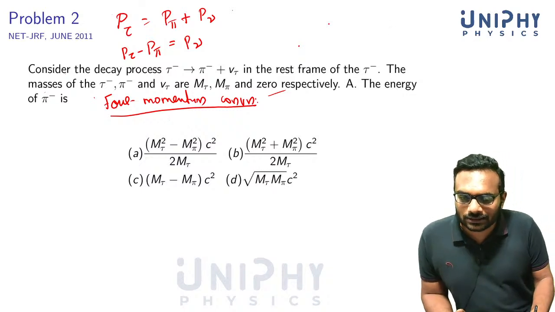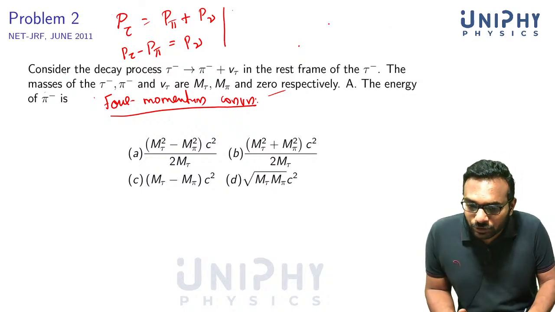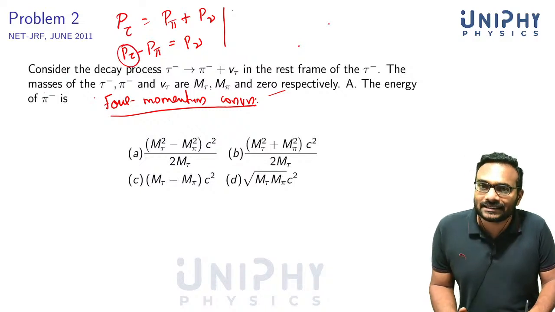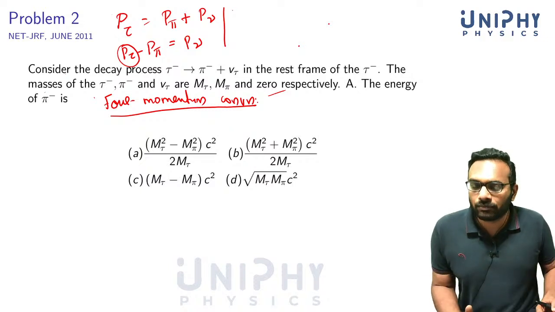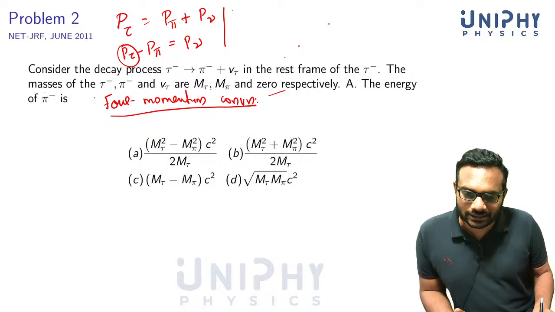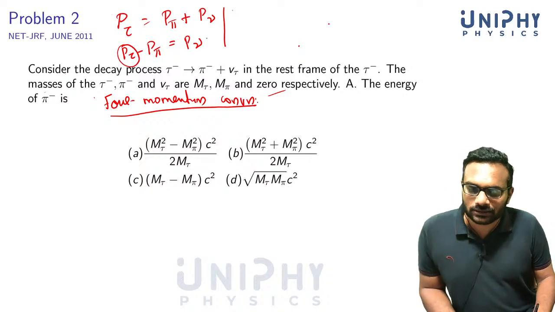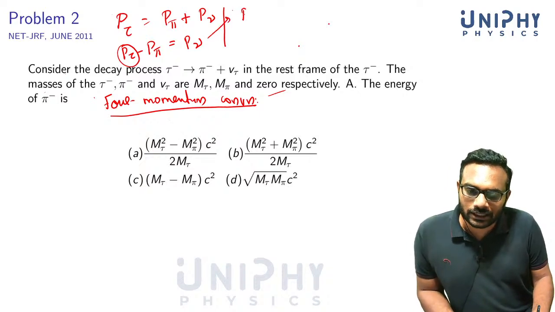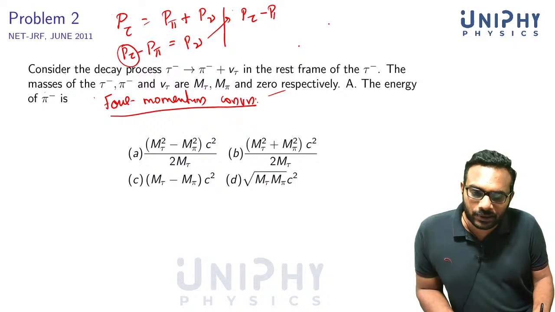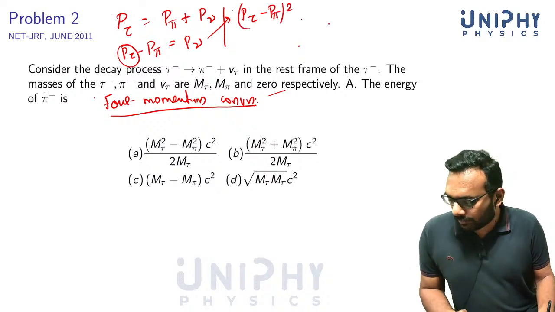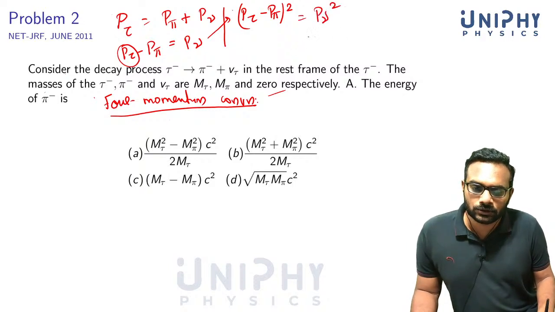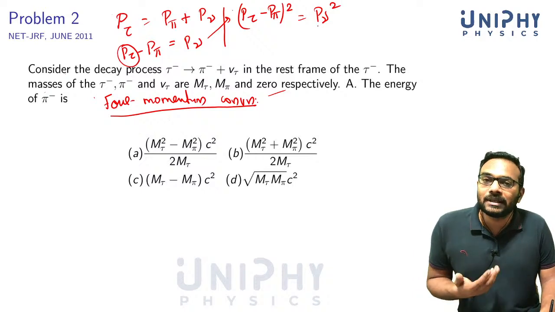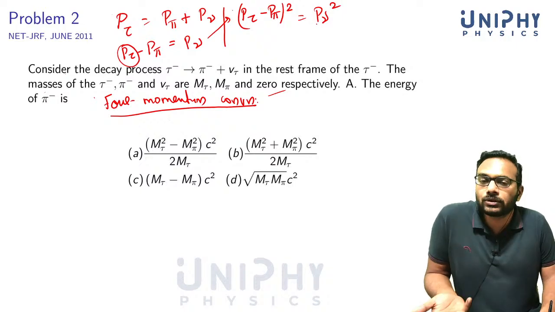Now, using this result, we will also make use of the fact that P tau is at rest in the frame that we are talking about. We said that we are looking at the whole process from a frame in which the tau is at rest. So, now you square on both sides. You will get P tau minus P pi whole square is equal to P nu square. And what's P nu square? We said that P square is equal to m square c square, and for the neutrino, the mass is 0.